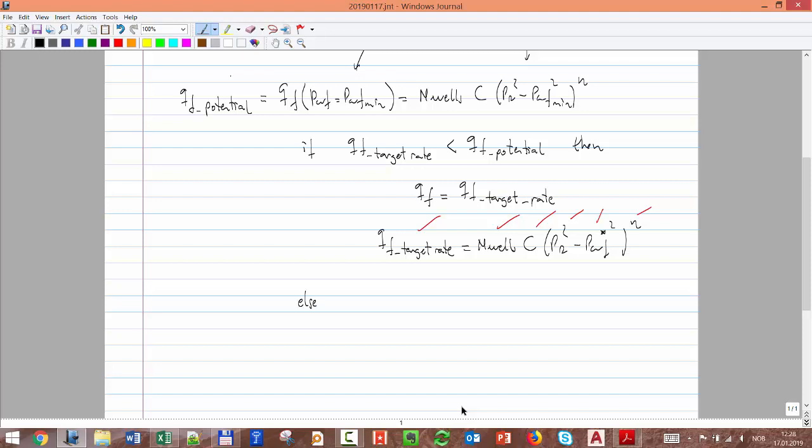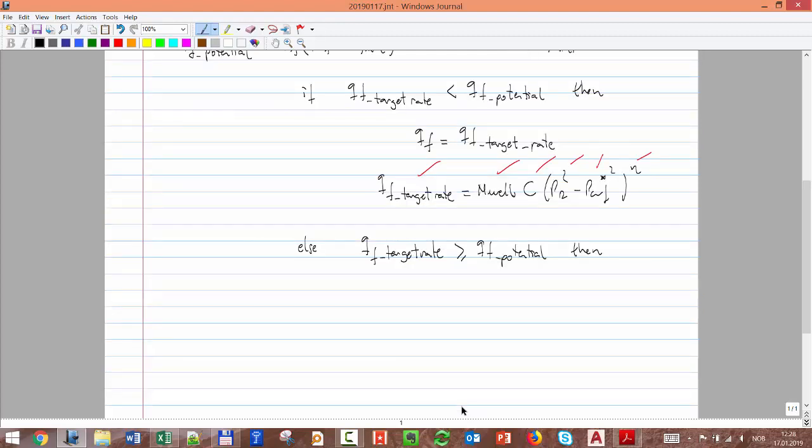Else, QF target rate is bigger or equal than QF potential, then simply the Q of the field will be Q of the field potential, and PWF operating will be equal to PWF minimum. So I switch. You have two operating modes, and people working with reservoir simulators work either at target rate or at minimum pressure. Those two. I have no other option.